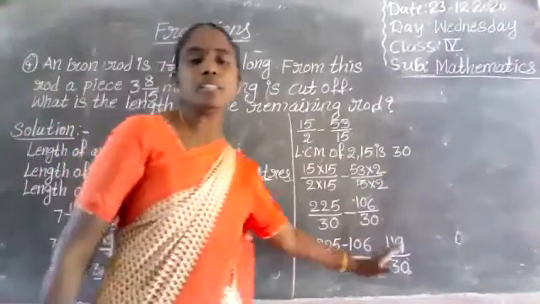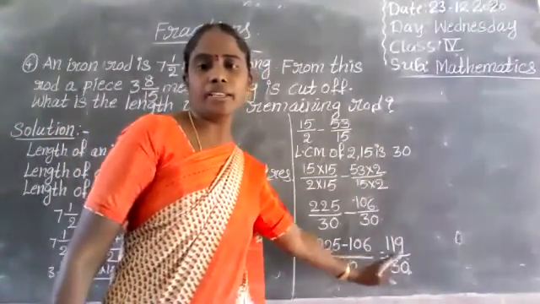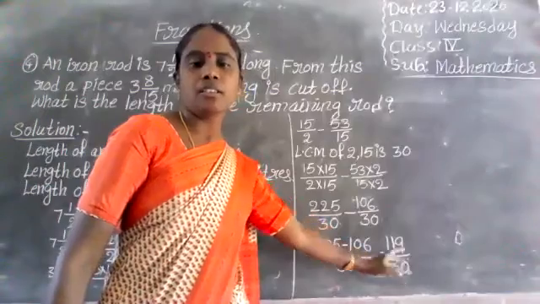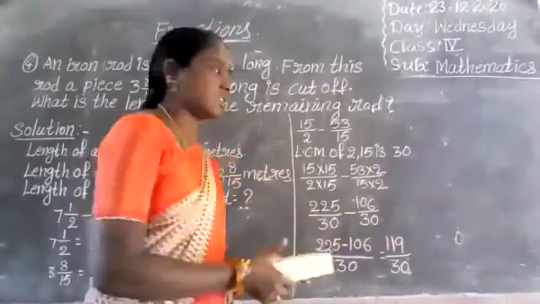119 by 30 is an improper fraction. Okay, 119 by 30 is an improper fraction. Now you change it into a mixed fraction.